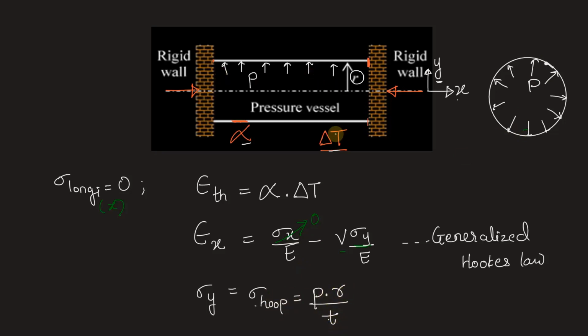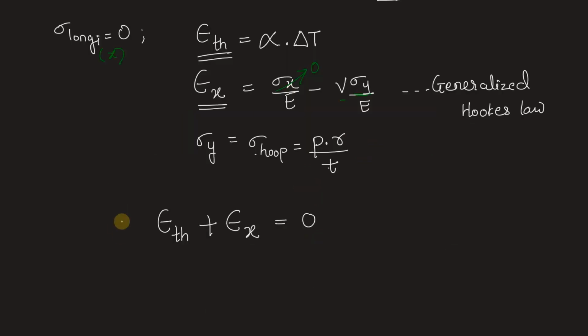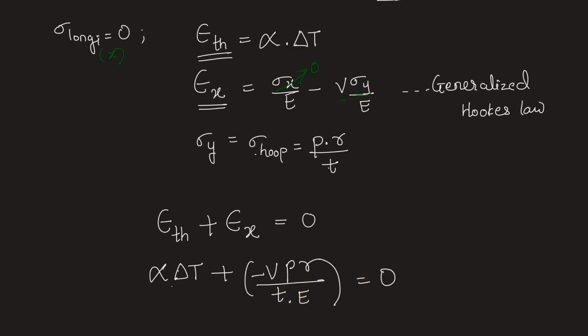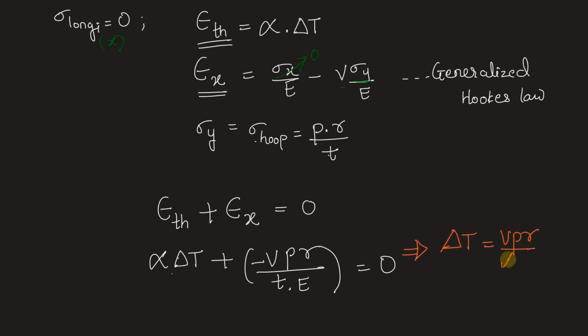Now as I told you, delta T has to be that minimum value which when applied, the cylinder doesn't have any leakage of gas. Now for the cylinder to have no gas leakage, the thermal strain developed due to delta T should be equal in magnitude to the lateral Hooke strain that is developed due to pressure P. So substituting the values, epsilon TH is alpha delta T plus this value from here is minus, don't forget the sign, minus V into PR upon t into E is equal to 0. So from this we can find out the value of delta T: V P R divided by alpha t E.